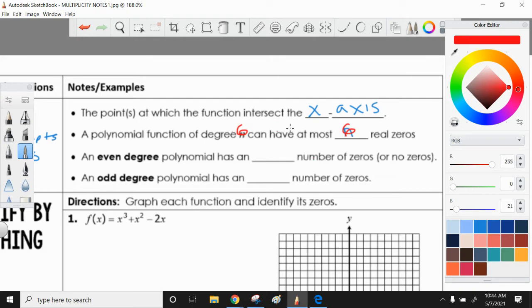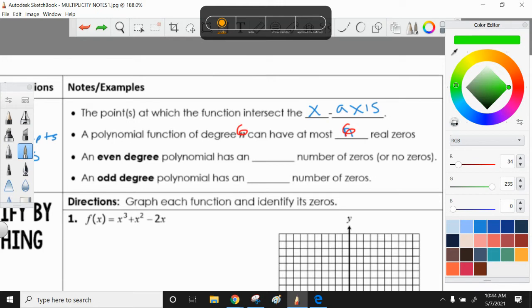Now 6 would be an even function, so it would look like this. And so I might have a function, if it's a 6-degree function, that looks like this, and I could have 1, 2, 3, 4, 5, 6 zeros. No way could I have 7. If I have 7, that guarantees that I'm at least an 8-degree function if my exponents are up like that.